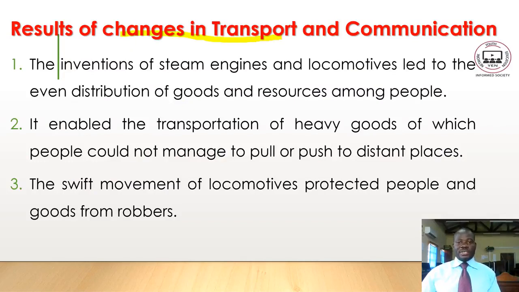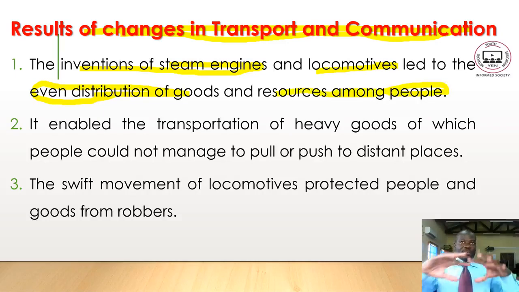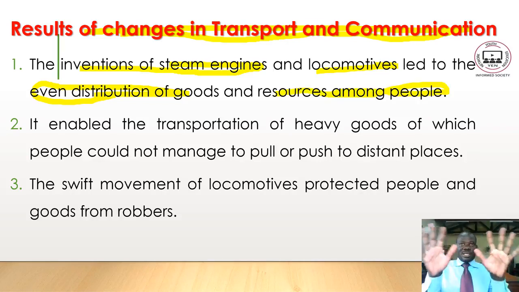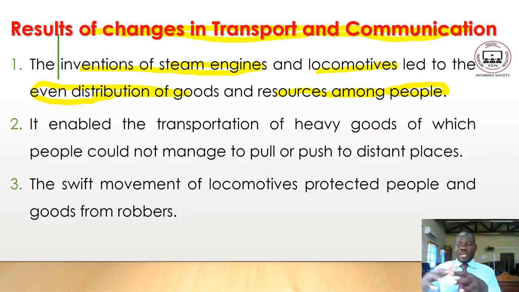The results of changes in transport and communication. What were the results? Number one, the inventions of steam engines and locomotives led to the even distribution of goods and resources among the people, because now the production areas were somewhere else. With the locomotives, when things were produced, let's take farm produce, they were easily taken and brought to the people who were in need of those things. People were bringing things to where they were needed.